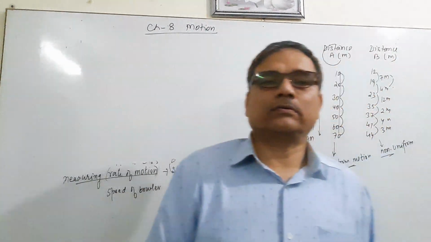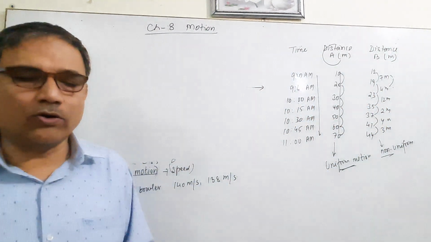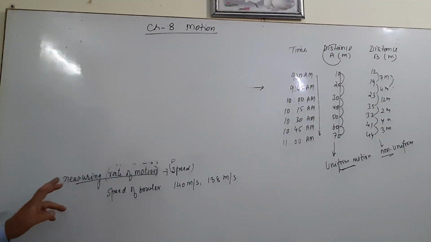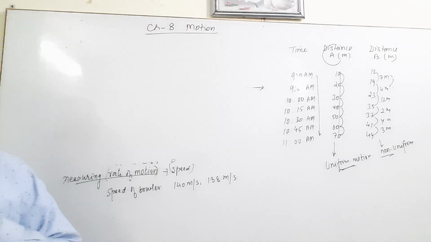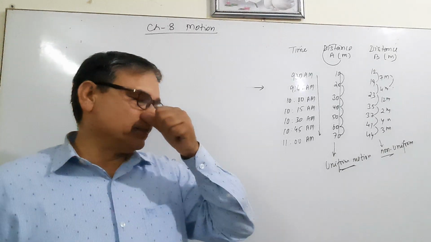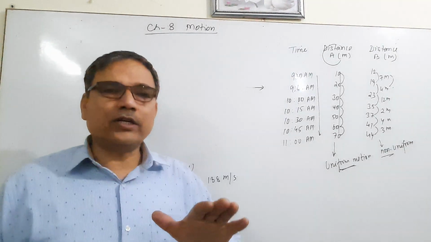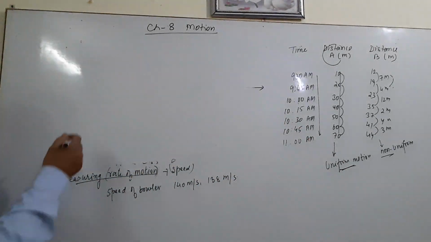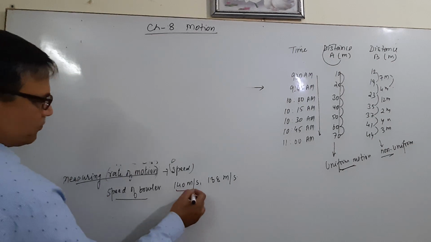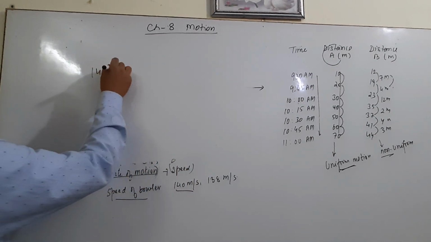And here are uniform motion and non-uniform motion, but on the basis of motion, we measure the rate of motion. What is the rate of motion? That rate of motion describes the speed. Generally we say that the speed of the bowler is 140 meter per second.